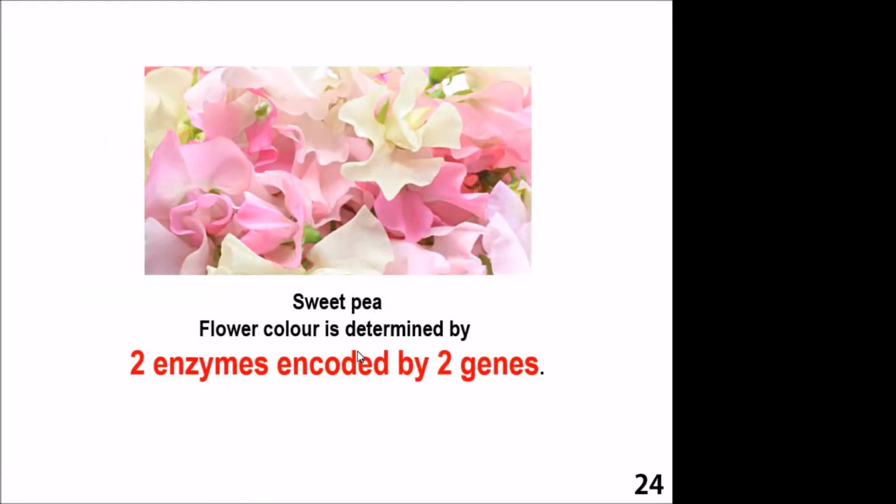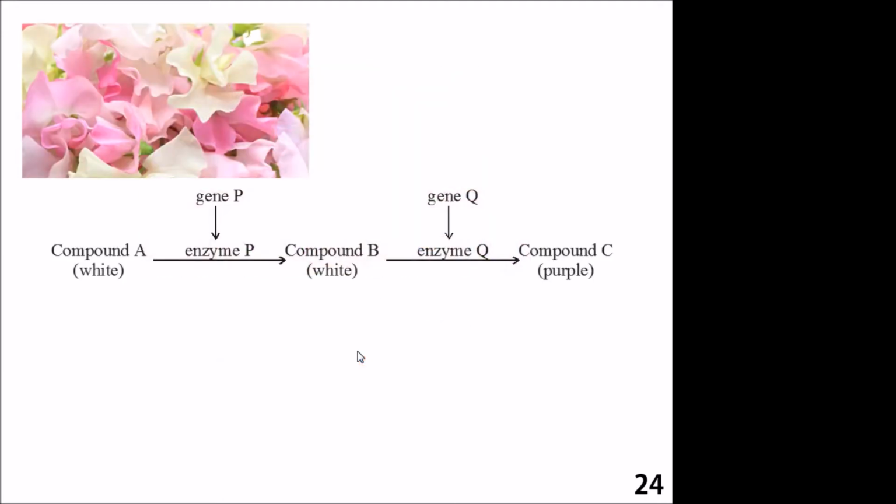This is your sweet pea, right? You can find it in florists, they sell its temperate flower. This color is coded by genes that are responsible for two enzymes in the production of color for sweet pea. So two enzymes in the metabolic pathway control the final outcome of the color. It looks like this. You want to have a purple sweet pea color, you need to have enzyme P and enzyme Q. The functional ones coded for by the dominant alleles, big P and big Q.